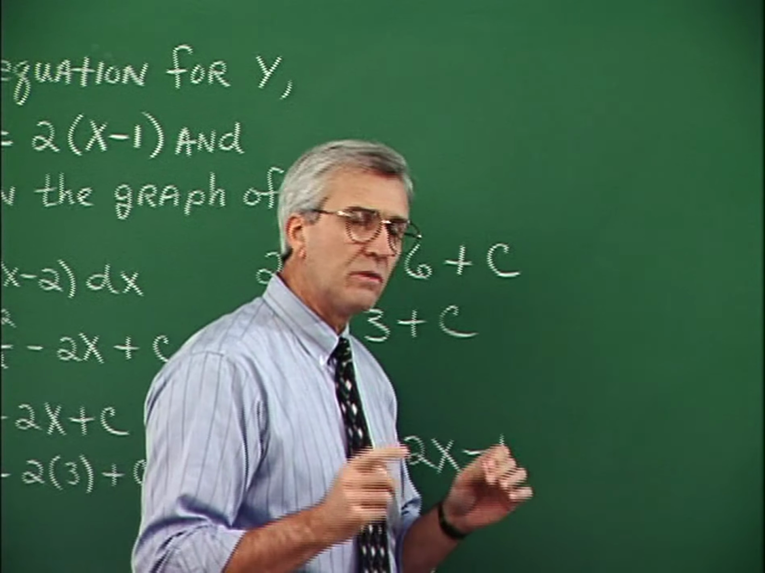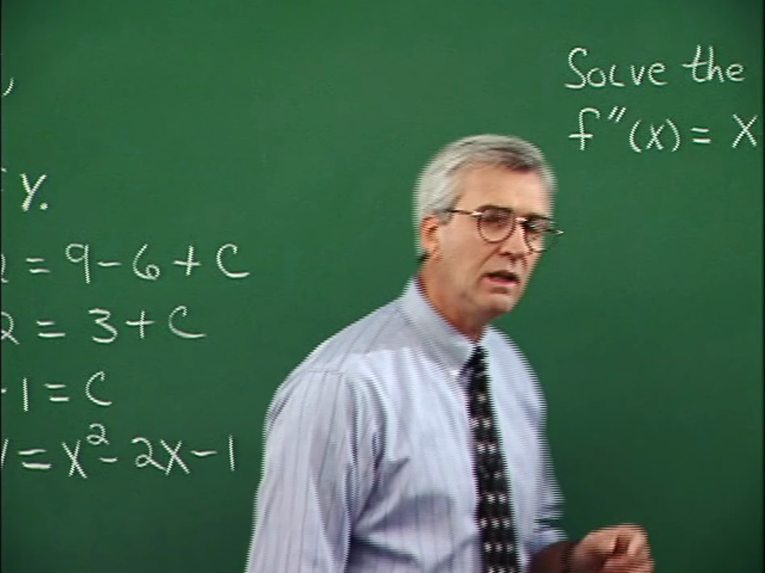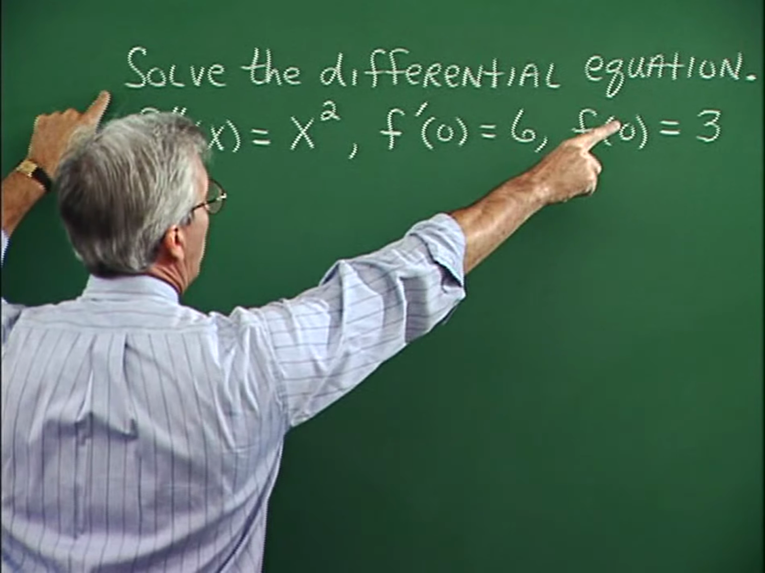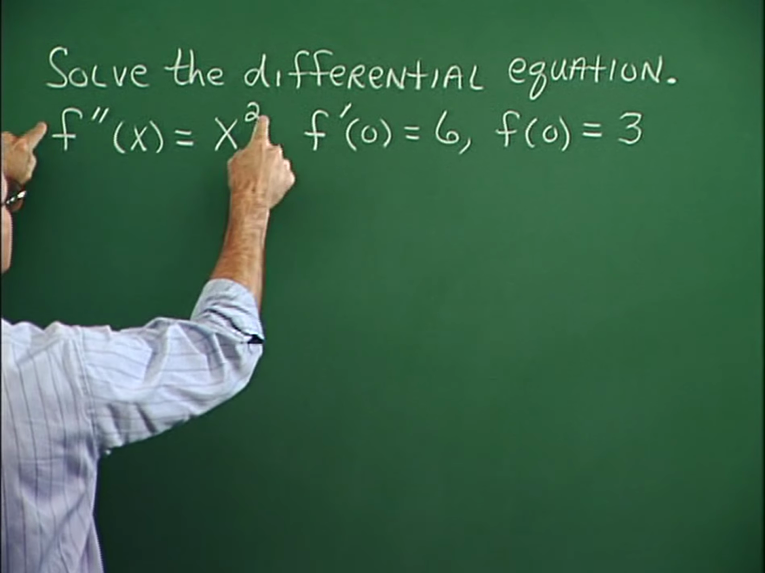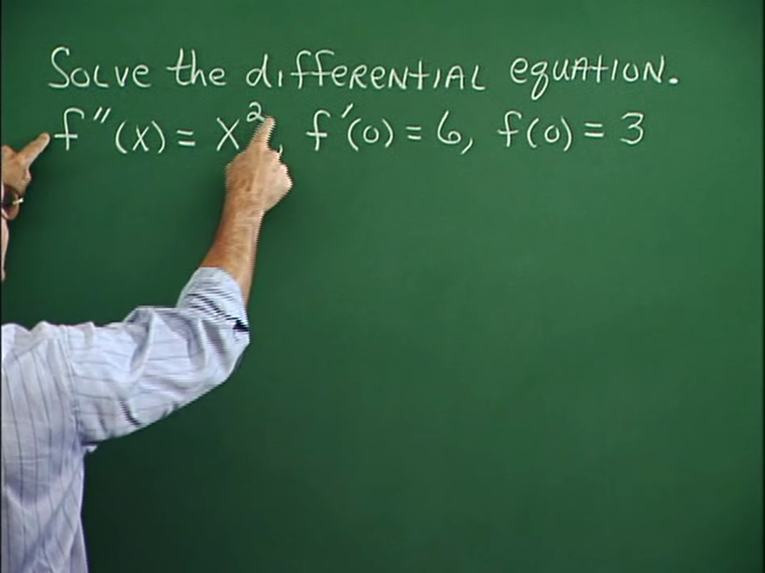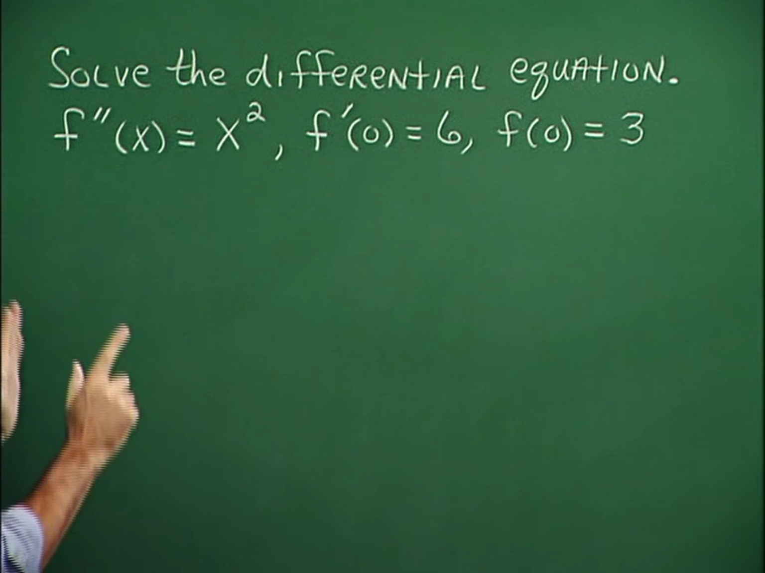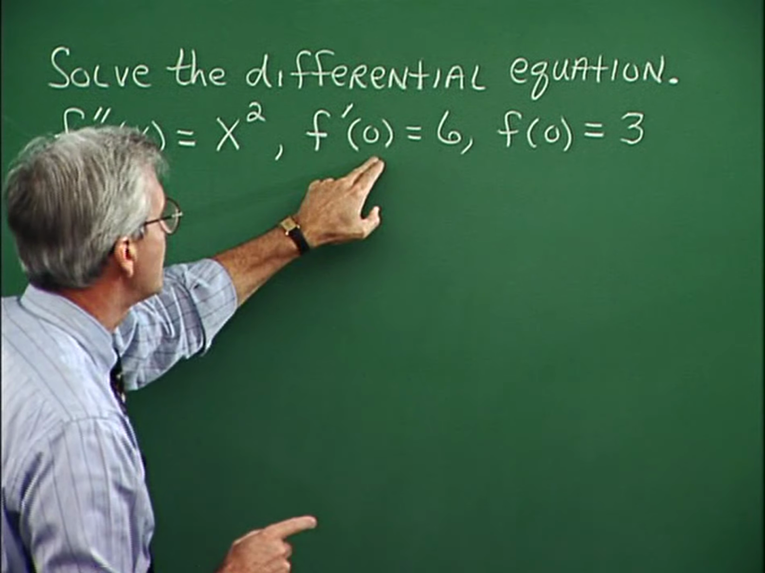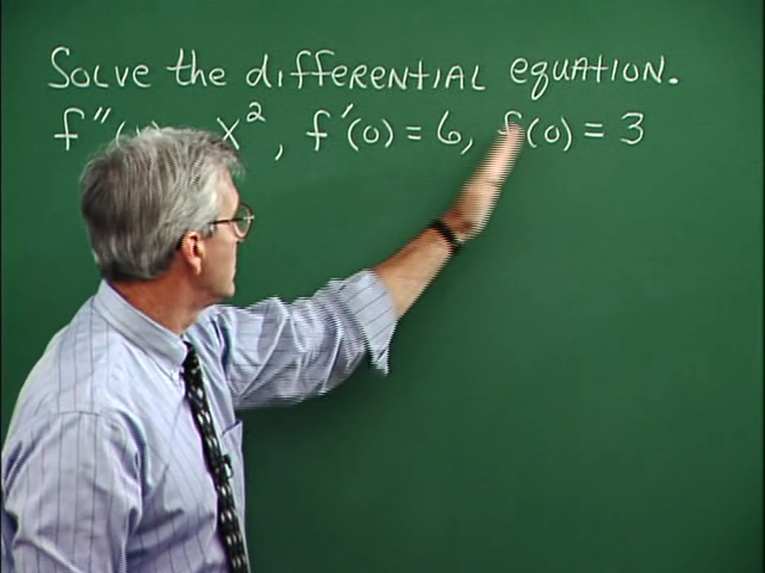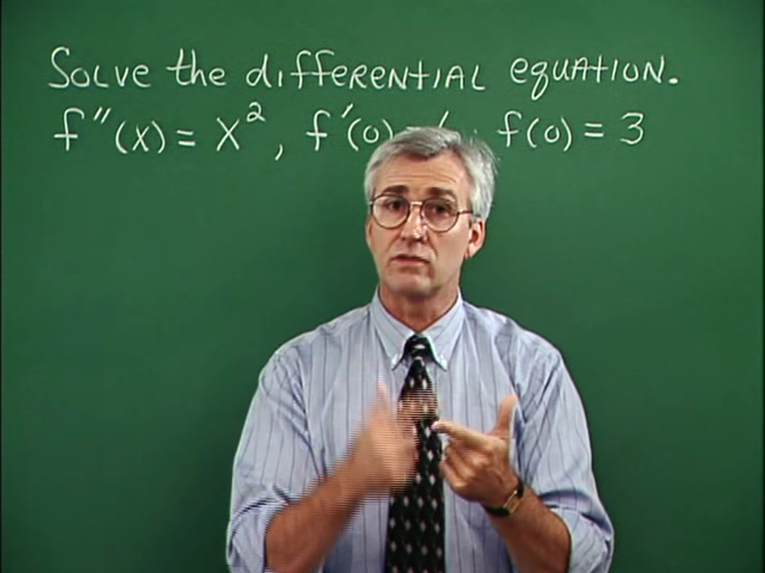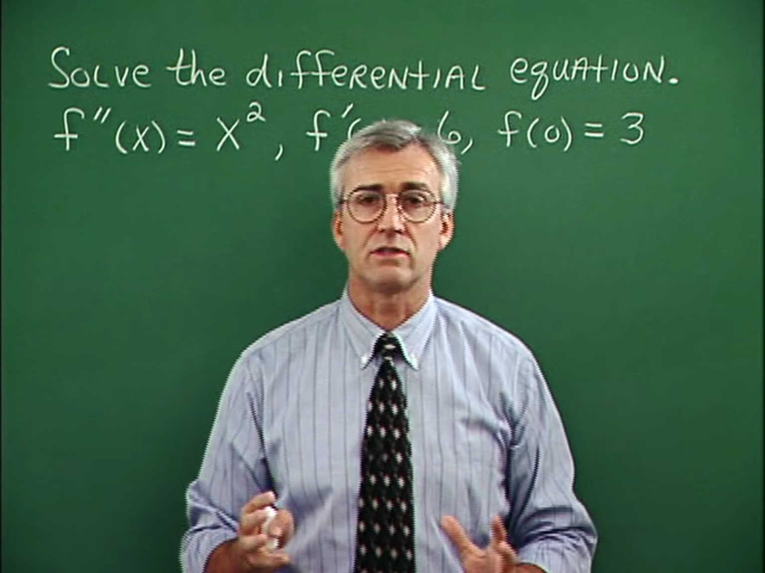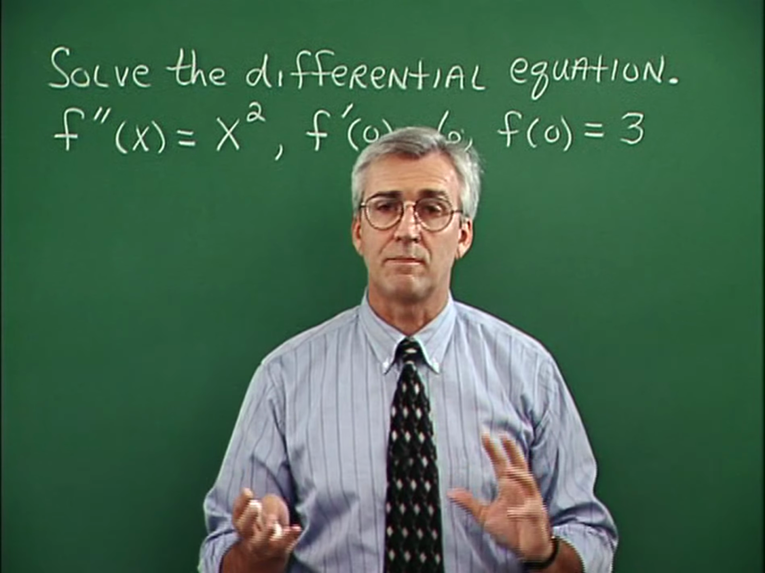Here's another one. Pretty much the same idea, but we have a little more to do on this problem. It says solve the differential equation, and the differential equation is this one. Notice that f double prime of x is x squared. And we're given some additional information: f prime of 0 is 6 and f of 0 is 3. This information allows us to identify the value of c at every step along the way. And we really have a 2-step process here and not just a 1-step process.